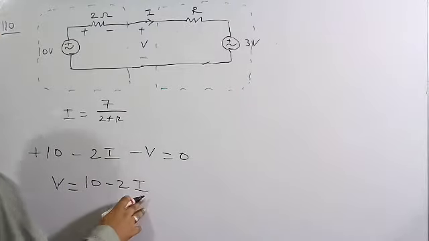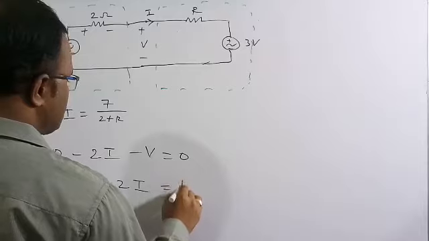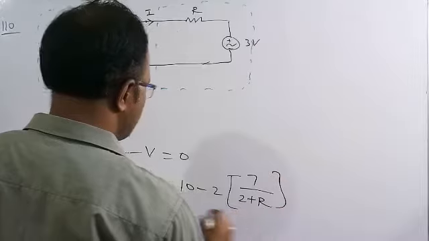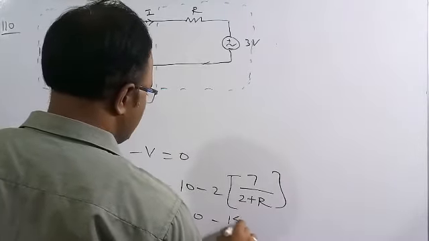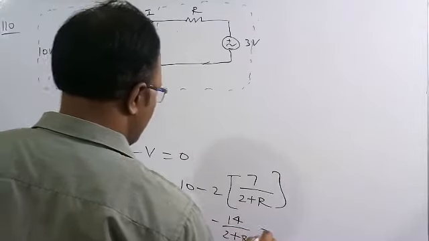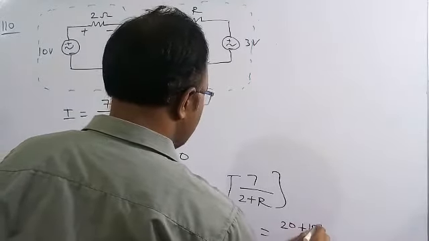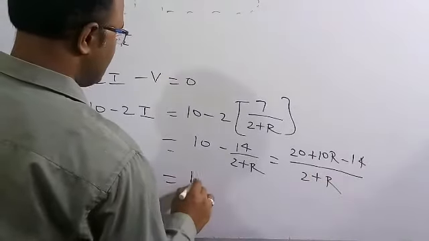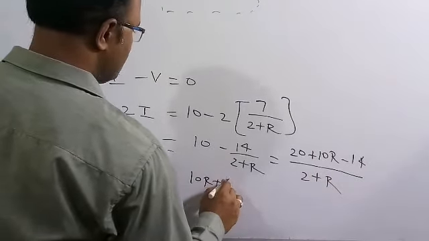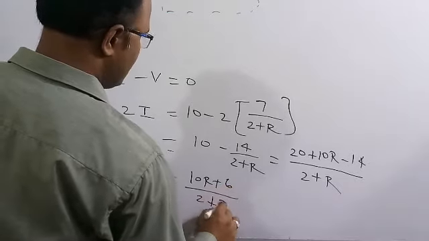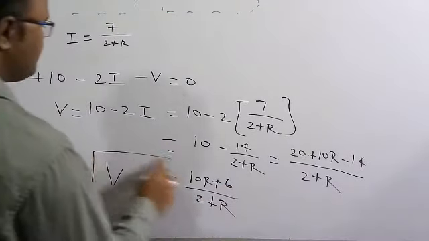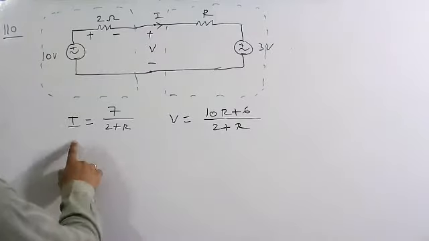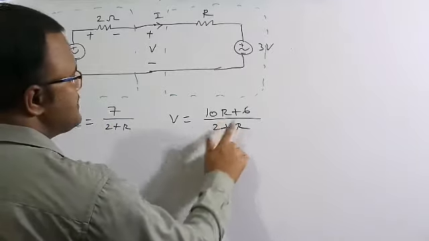We know the value of the current I is equal to 7 by 2 plus R. So 10 minus 2 times 7 by 2 plus R. If you simplify this, we get 10 minus 14 by 2 plus R, which is 20 plus 10R minus 14 by 2 plus R. Finally we get 10R plus 6 by 2 plus R. So this is the value of the voltage. We got current I equal to 7 by 2 plus R and V equal to 10R plus 6 by 2 plus R.